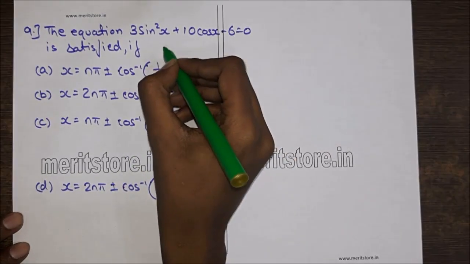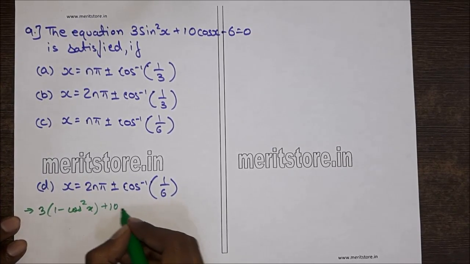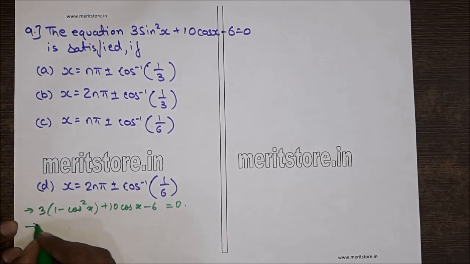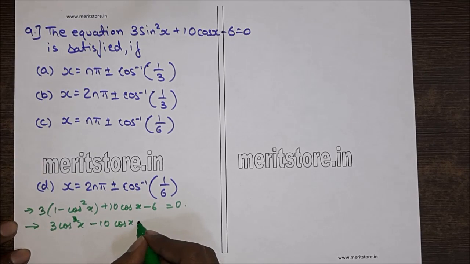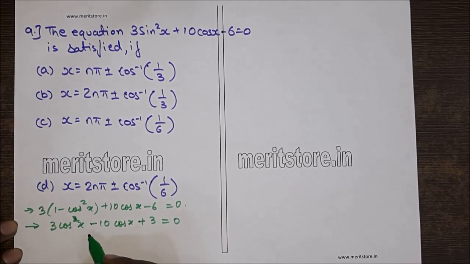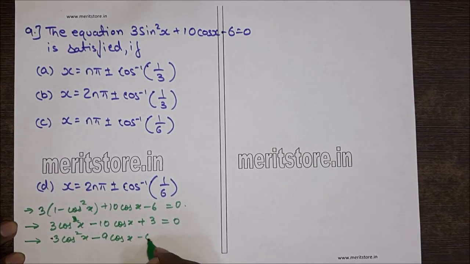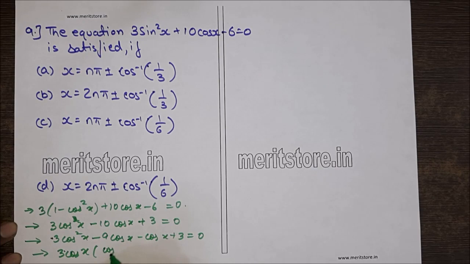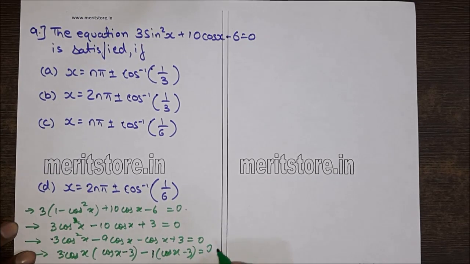So sin square x can be written as 1 minus cos square x. So this is 3 into 1 minus cos square x plus 10 cos x minus 6 equals 0. Simplifying it, we get 3 cos square x minus 10 cos x plus 3 is equal to 0. We got a quadratic equation of cos x. So this can be written as 3 cos square x minus 9 cos x minus cos x plus 3 equals 0. That is, we take 3 cos x common. So this is 3 cos x into cos x minus 3 minus 1 into cos x minus 3, that is equal to 0.